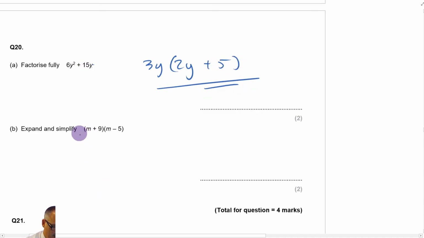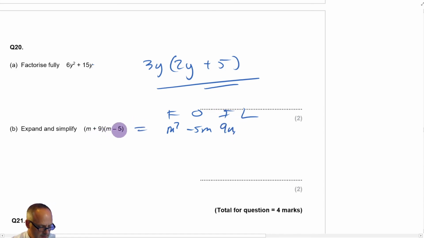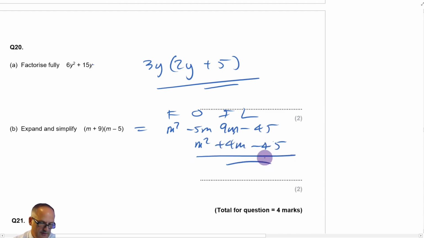There's my answer. I'm going to expand this, so let's do a bit of FOIL. M times m, m squared. Outer two things minus 5m. Inner two things 9m. Last two things minus 45. Combine these two together, I get m squared plus 4m minus 45. And that is my final answer.